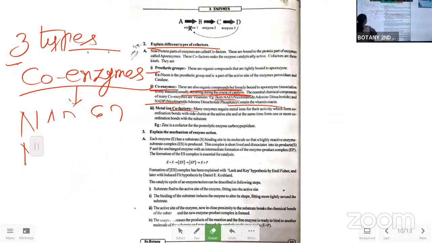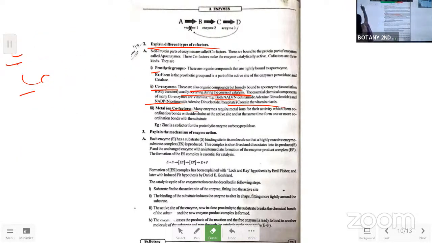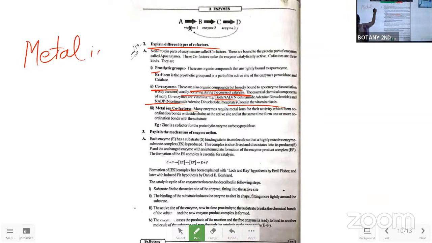The next one is the metal ions. The last one in the cofactors are the metal ions. So what are the metal ions? Metal ions are the metallic ions which are required to make the enzymatic action faster. Otherwise, without that, the enzymatic action sometimes cannot be done, or it takes maximum time to show the action of the enzymes itself. These metal ions increase the activity of the enzymes by binding on the side chains of the enzymes.